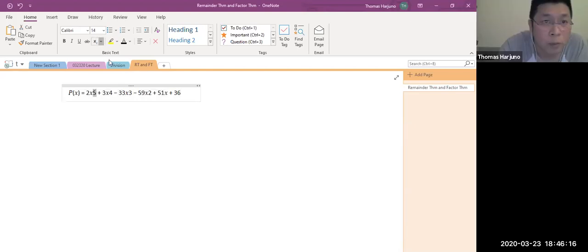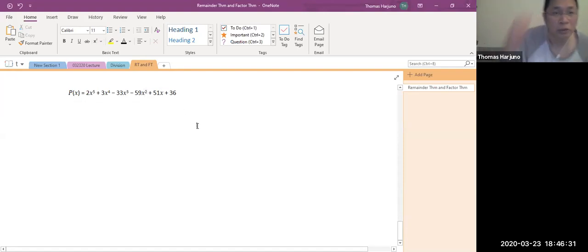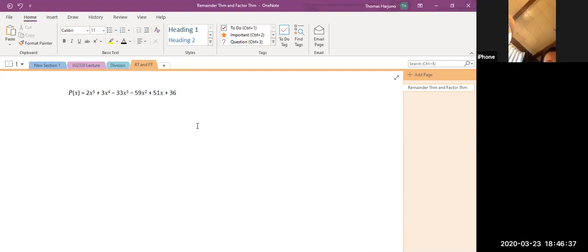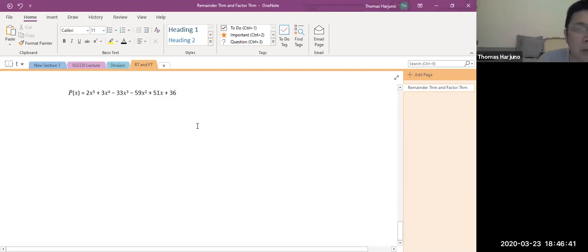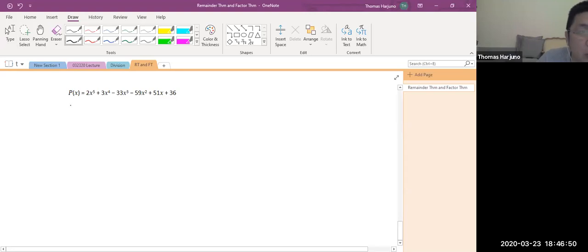I need to reformat this so that it seems to be better. So let's say we have this polynomial here, and I asked you to factor it. There's no way we can factor it with what we learn right now, right? Okay, no way. That's asking you too much at this point. But let's see. Can we find what is P(1)? P(1) is just adding the coefficients, right?